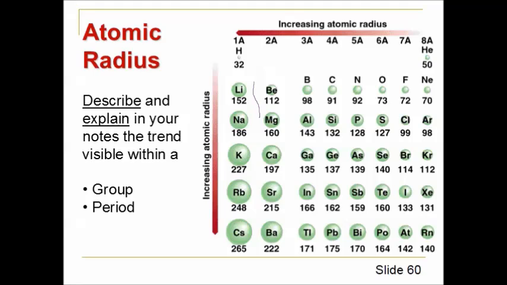As you go across a period also, so that's the second trend. So you're going to describe what happens as you go down a group and as you go from left to right across a period. Make sure you know what those 2 words mean. A group is a column on the periodic table. A period is a row on the periodic table. So pause the video and just quickly describe the trend that you see. What happens to the atomic radius within a group? What happens within a period?